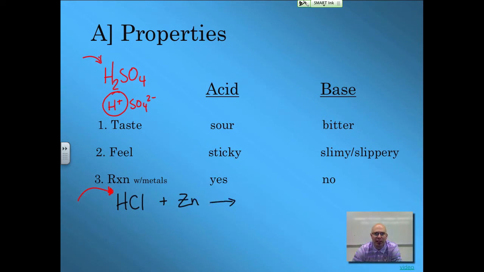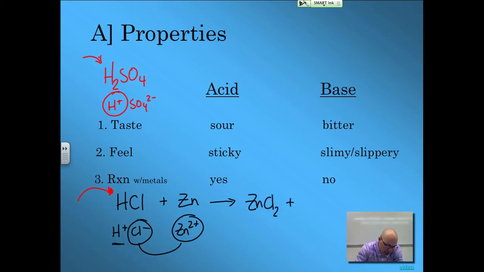And so if that reacts with a metal, it could be anything, let's say zinc, and you're going to have a single replacement reaction. And so every time there's an acid with a metal, it's a single replacement reaction. We know that hydrogen is a positive. Let's say zinc is a 2+ for our purposes here. It's going to want to get together with the chlorine. So we'd get ZnCl2, and notice what's left over, H2 gas. So since all acids have this H, we're always going to get this hydrogen gas being released as a product in a reaction with a metal.